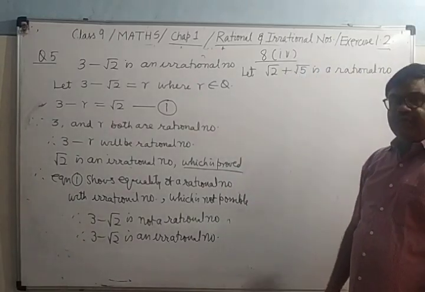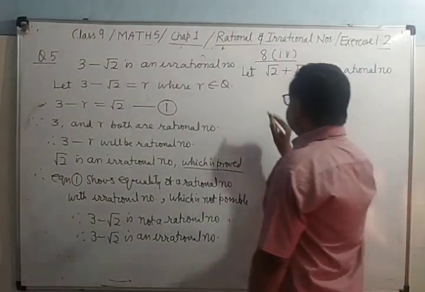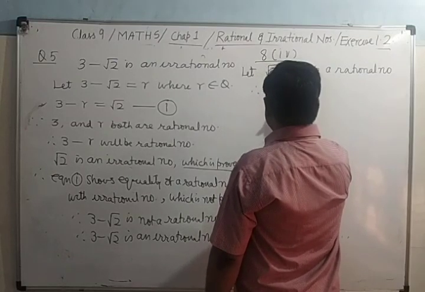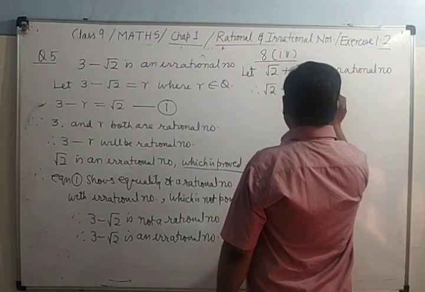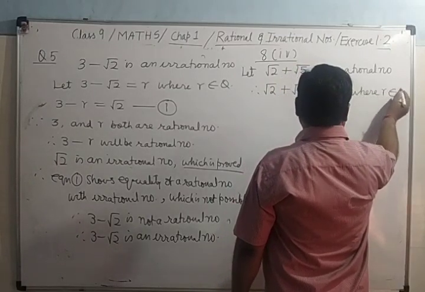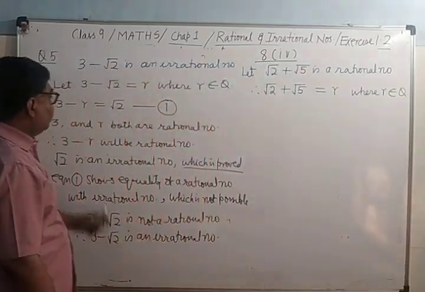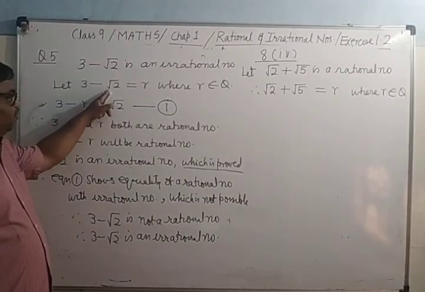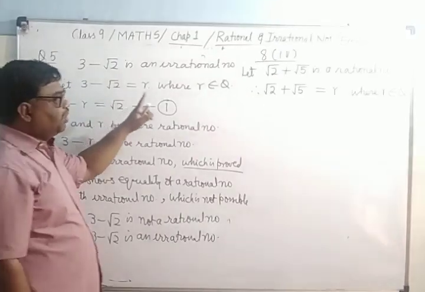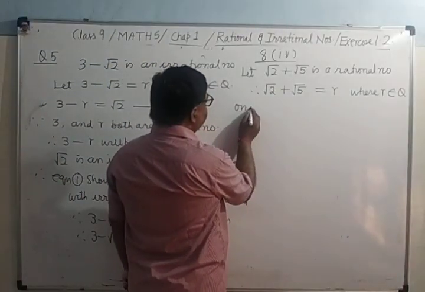We will not assume p upon q. We will assume, therefore, root 2 plus root 5 equals small r, where small r is a rational number. Now we will do the square. Here we have not squared because there was only one irrational term, it's clear? But here both are irrational terms. We will square.